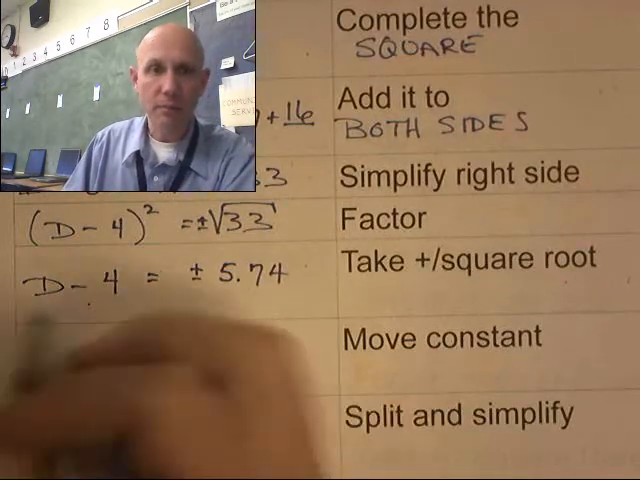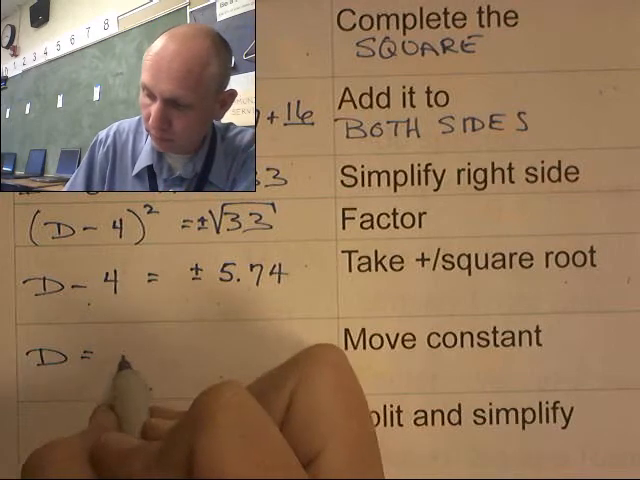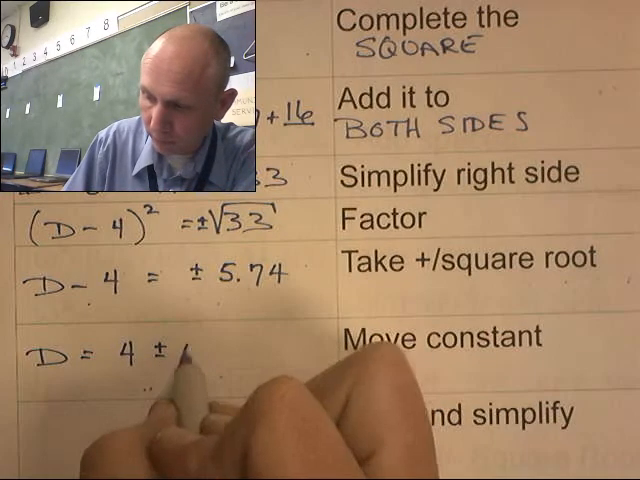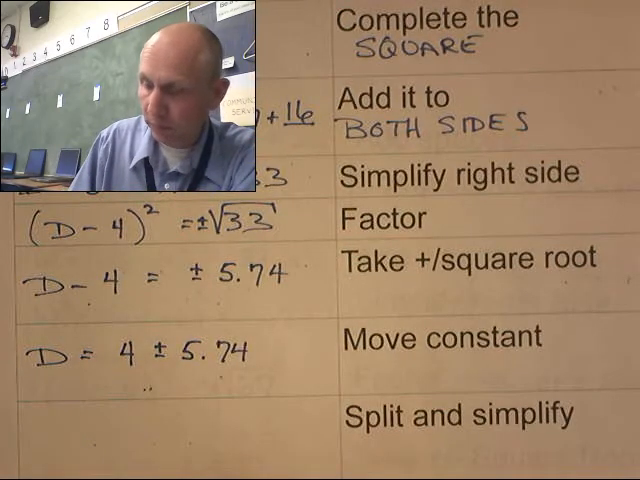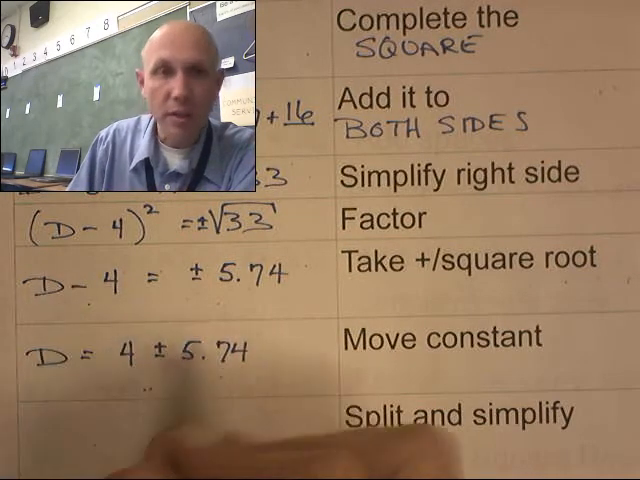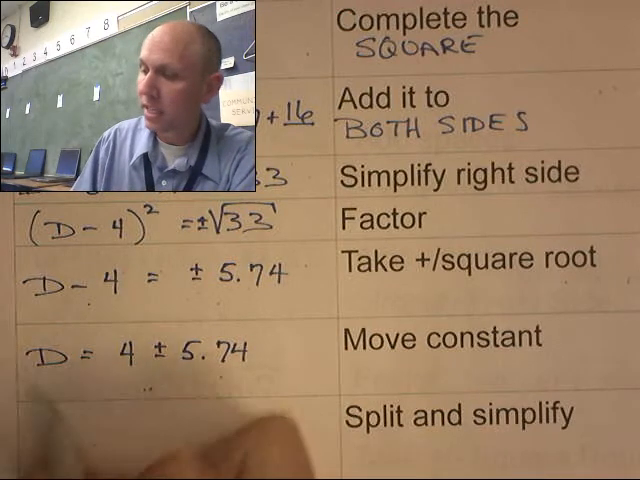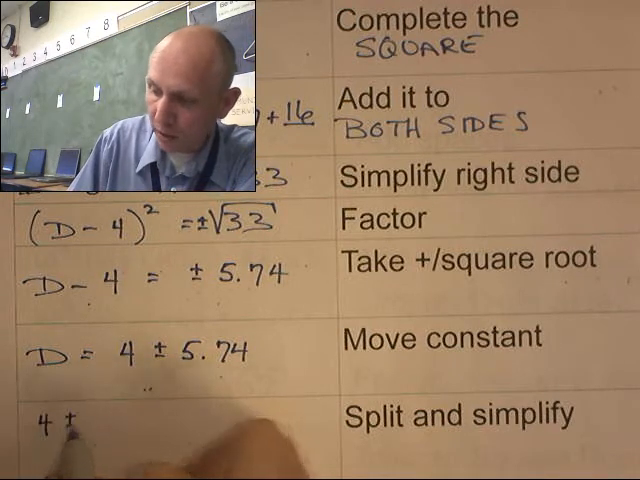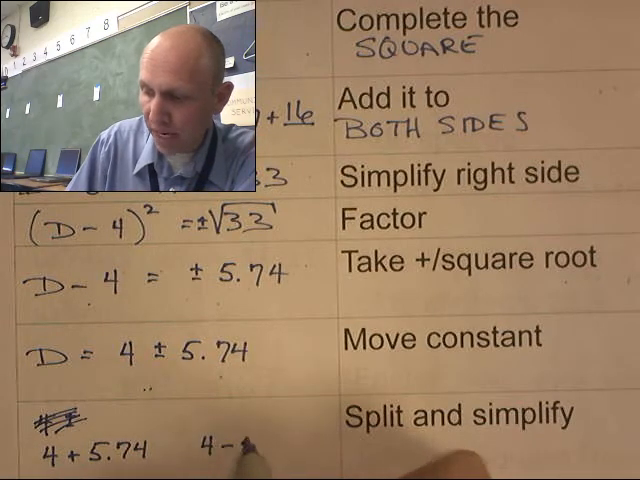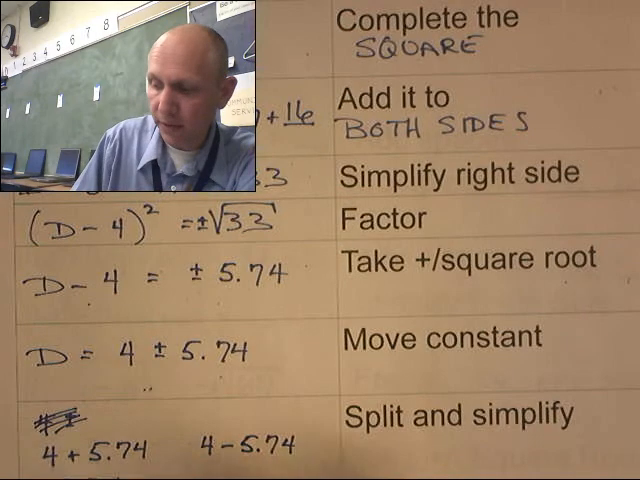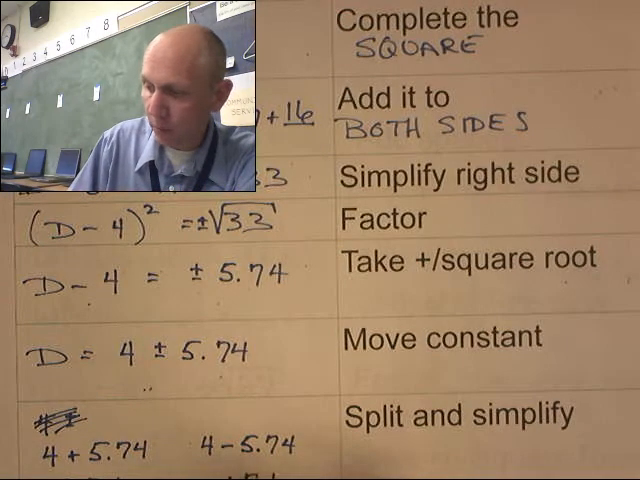Move the constant term. The negative 4 became a positive 4 on the other side. Split it and simplify. This is 4 plus or minus 5.74. 4 plus 5.74, 4 minus 5.74. This is 9.74, negative 1.74.